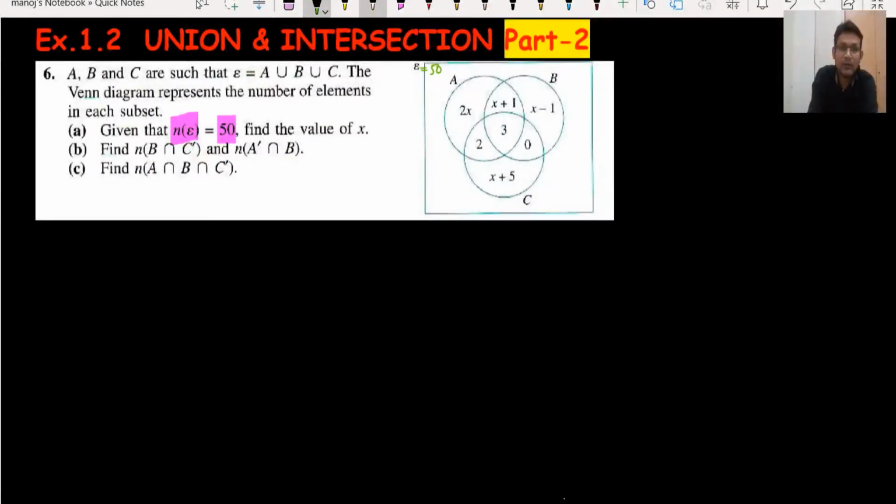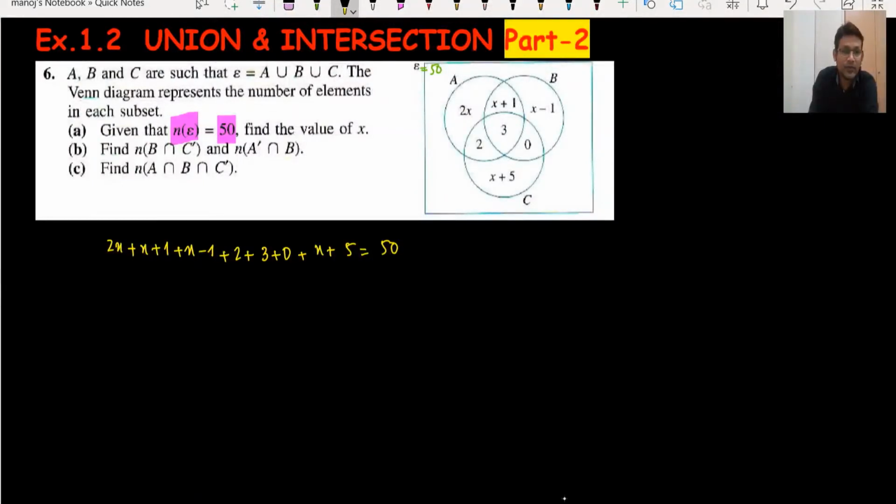So we can make an equation first: 2x plus x plus 1 plus x minus 1 plus 2 plus 3 plus 0 plus x plus 5 is equal to 50. This is the first condition. The sum of all the numbers equals 50, because the universal set has 50 elements.